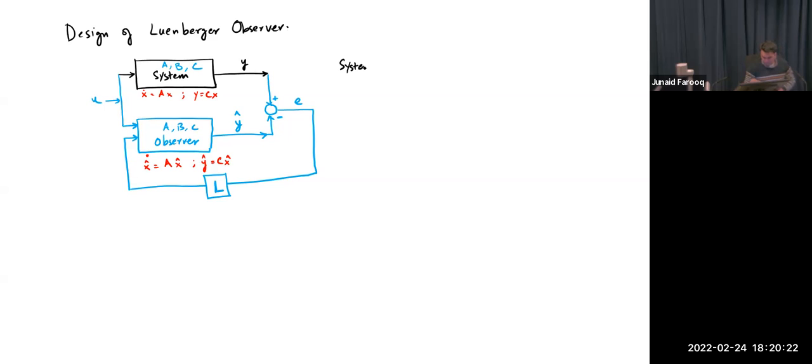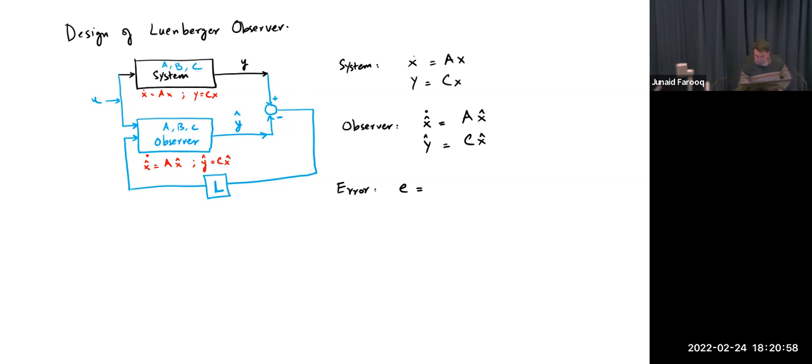So maybe it's not very clear here, but if you again write the equations, the system says x dot equals Ax, y equals Cx, and the observer says x hat dot is Ax hat, and y hat equals Cx hat. Okay, so let's try to study the error. Let's call the error E in the states, the difference between the states, so E is x minus x hat. Eventually if you take the derivative, E dot is x dot minus x hat dot. So this is the error dynamics.